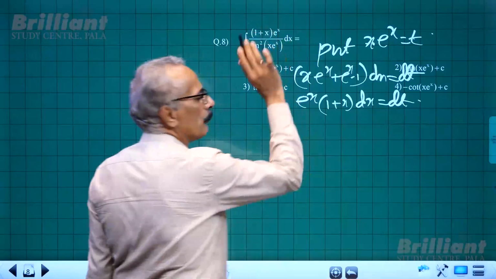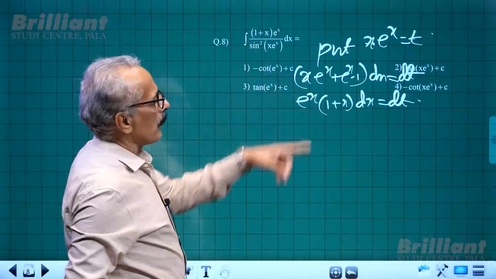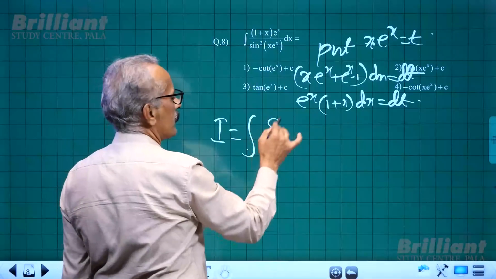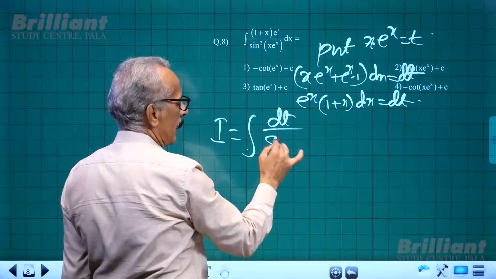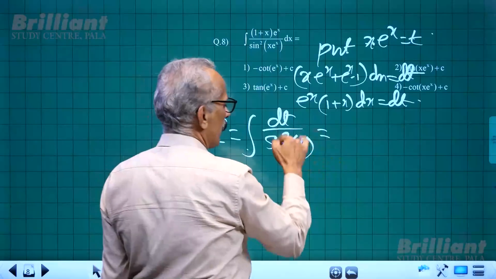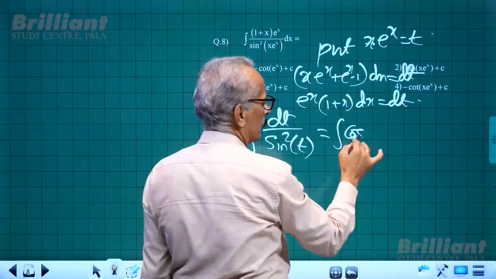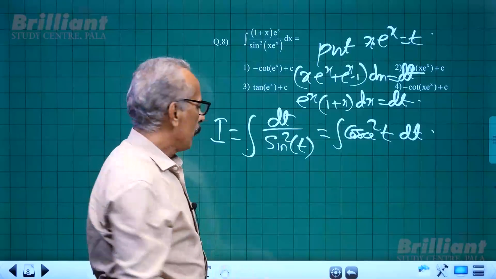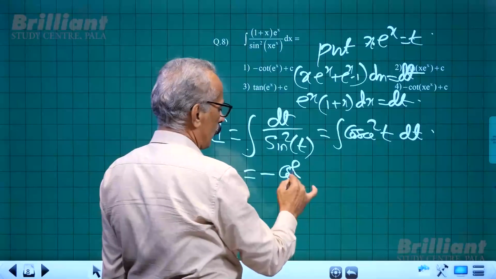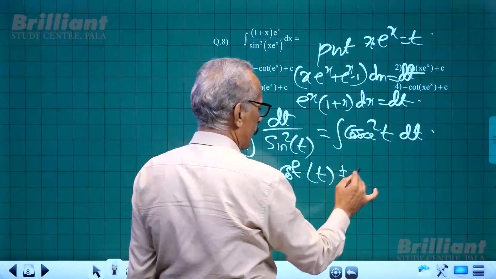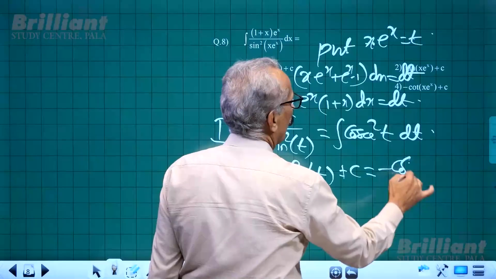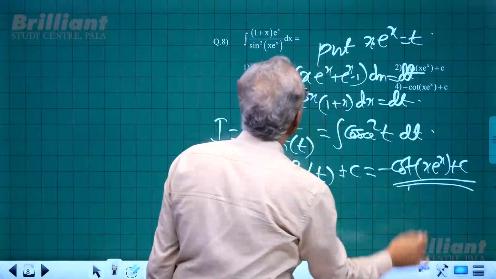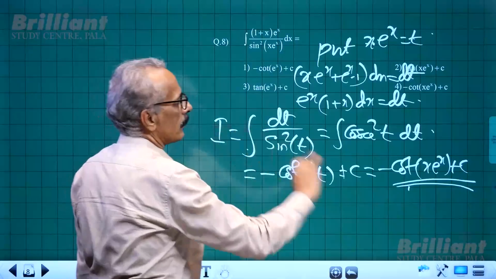Look at that. The numerator is replaced by dt. So your integral I is equal to dt divided by sine square of t. What is 1 by sine square? The integral of cosec square t dt with respect to t. That's a straight formula: minus cot t. What is t? Put it back, plus c. That is minus cot of e raised to x, plus c. Minus cot of e raised to x plus c.